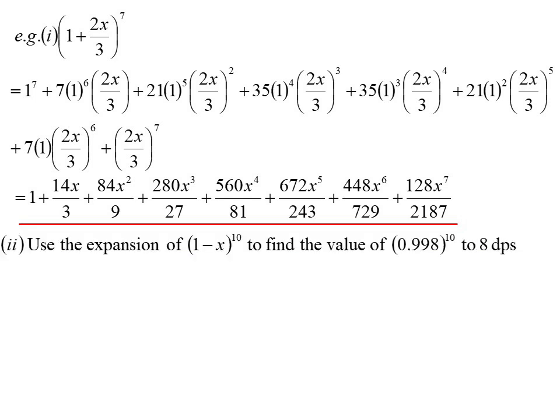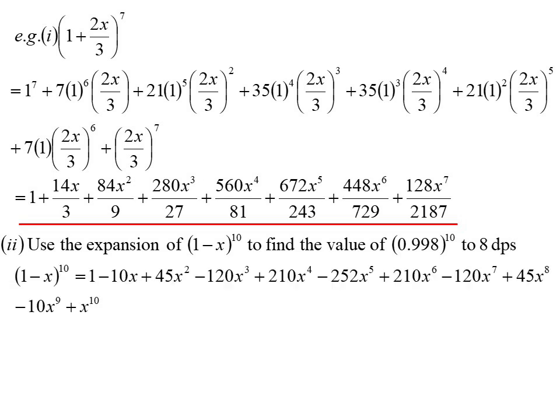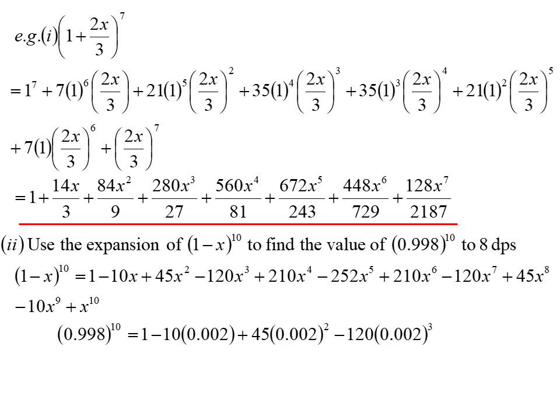You could, of course, use this. Just imagine you're out and about and you don't have your calculator with you. Oh, damn. But we need to know what 0.998 to the power of 10 is to 8 decimal places. And you'd be there going, how on earth am I ever going to work this out without my calculator? But then you go, oh, hang on. The binomial expansion to the power of 10 would be this. And so if I just let x equal 0.002, I can substitute in.